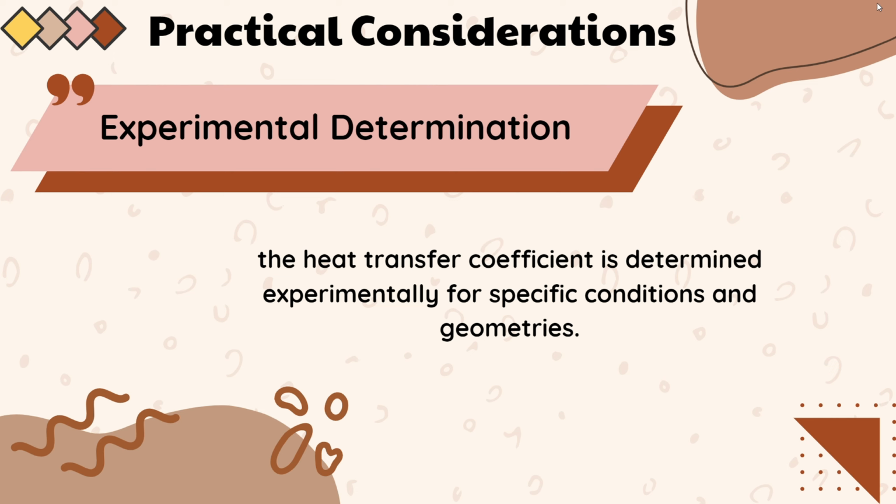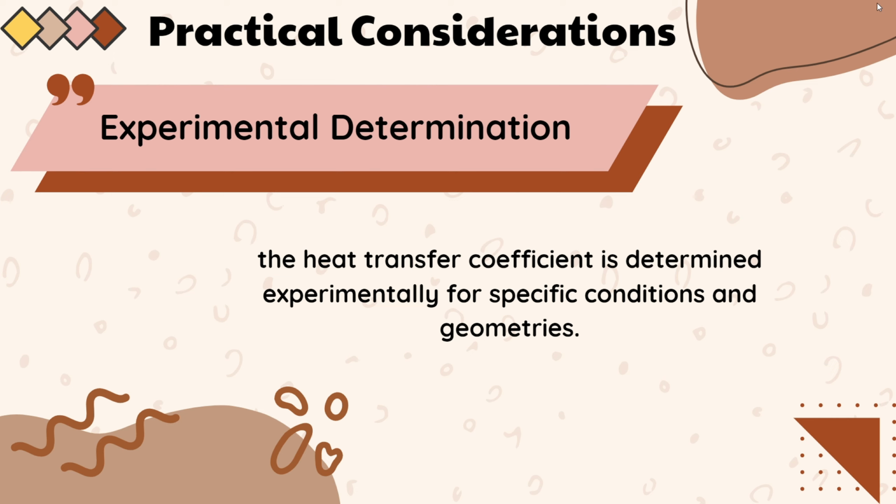Experimental determination refers to the process of measuring and quantifying a physical property or parameter through direct observation and experimentation, rather than relying solely on theoretical calculations or assumptions. This approach is fundamental in scientific research and engineering to validate theories, understand phenomena, and gather empirical data. Key aspects of experimental determination.